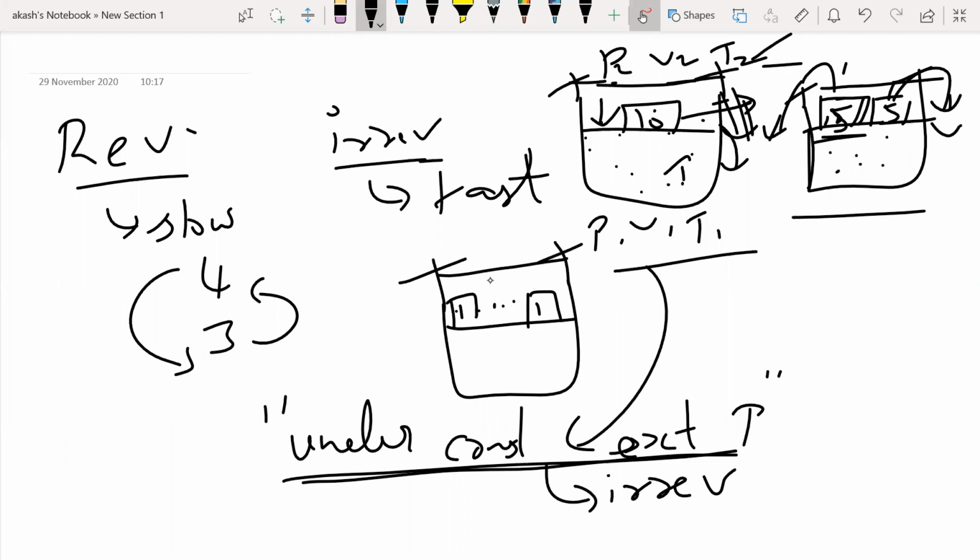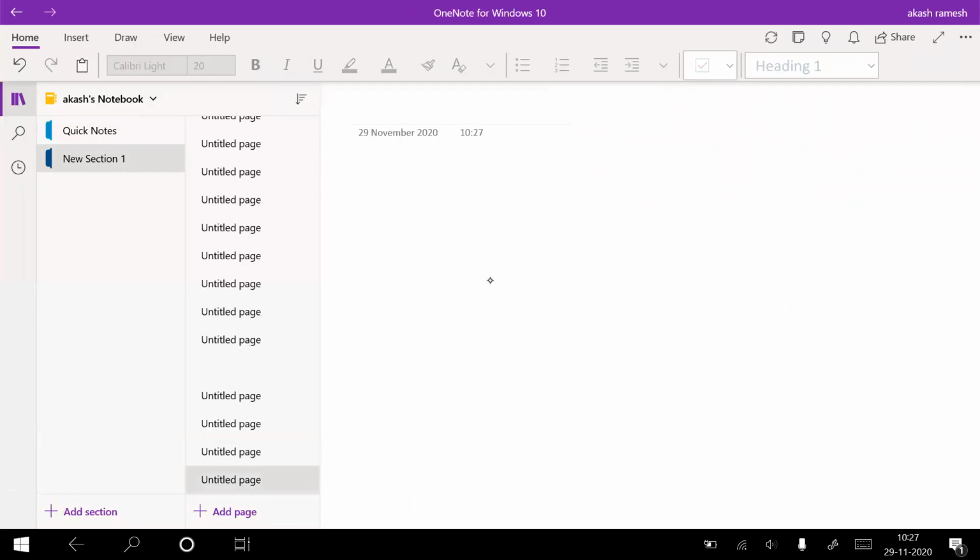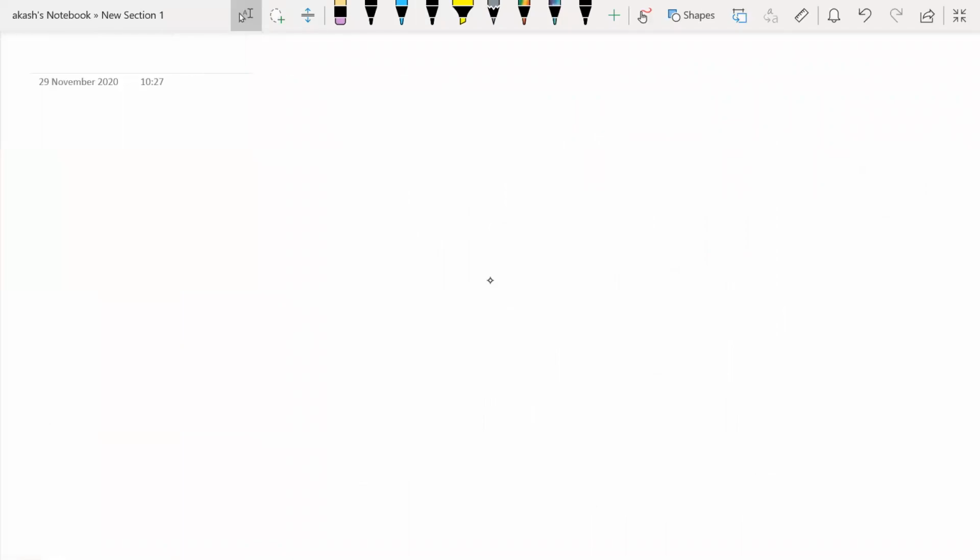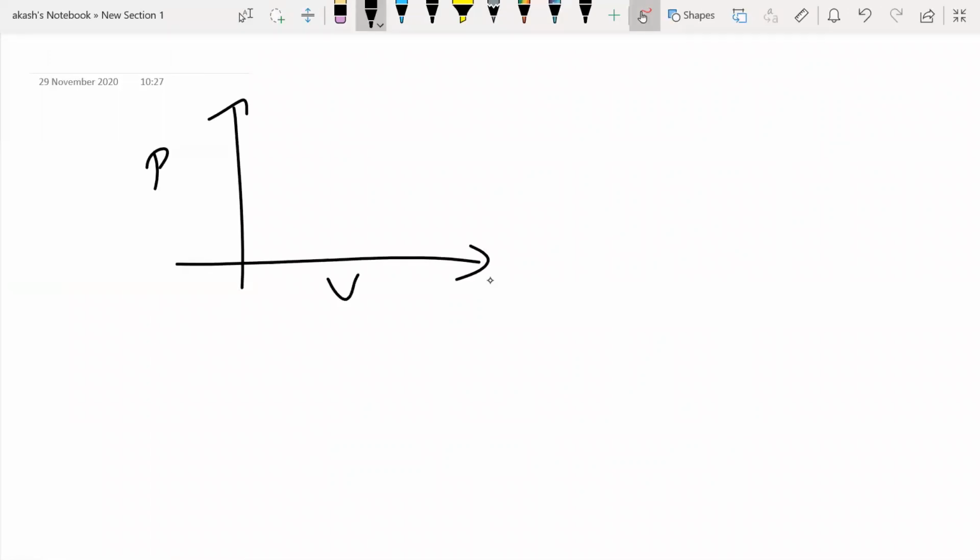Right, so let me go to the graph and see how it looks. Say now I'm going to have a PV curve, pressure, volume. So let me draw it for an irreversible process. Now what you see is an expansion, so obviously the initial volume will be somewhere here, and say the final volume is somewhere here, because it is undergoing expansion.